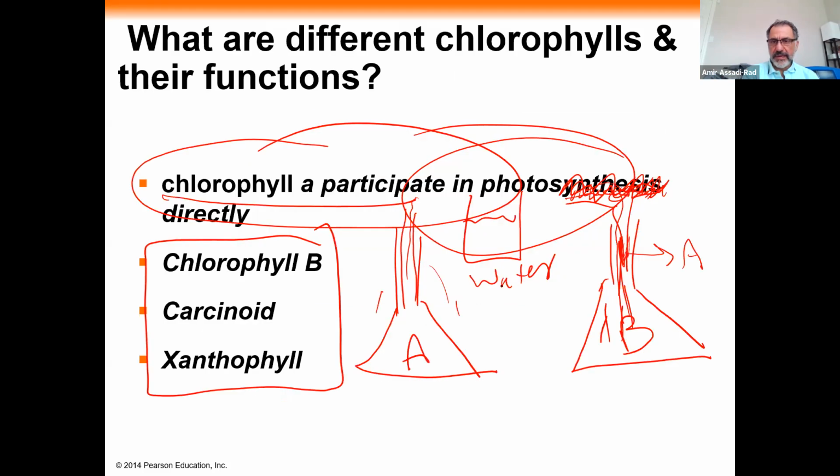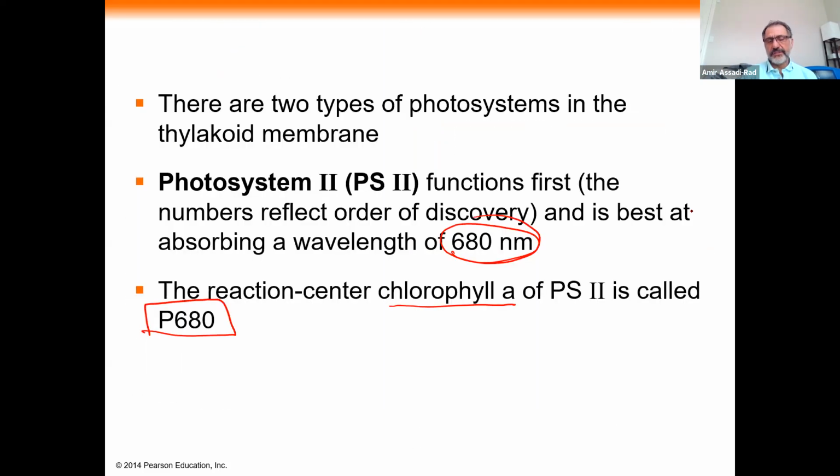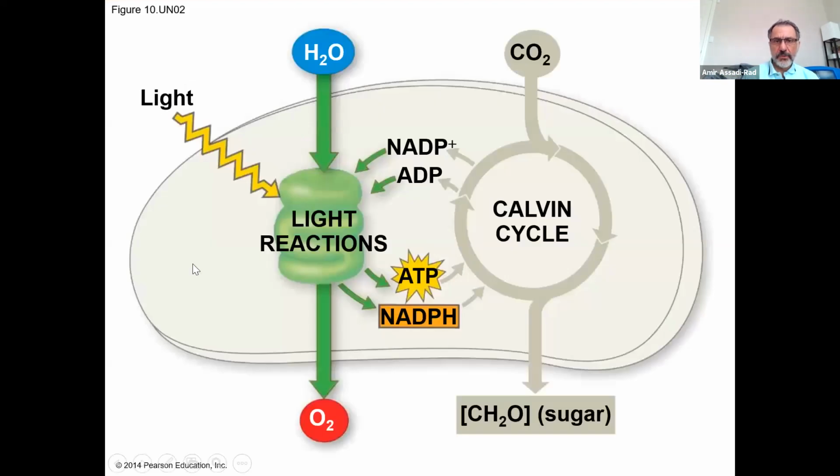Let me go back. My funnel right here. Okay. So what he's saying is that photosystem 2 contributes. What is photosystem 1? It best absorbs a wavelength of 700 nanometers. Okay, so the other one, photosystem 2, is 680. This one is 700. The reaction center of chlorophyll A of PS1 is called P700. We already saw that, so I'm not going to say anything more about it.